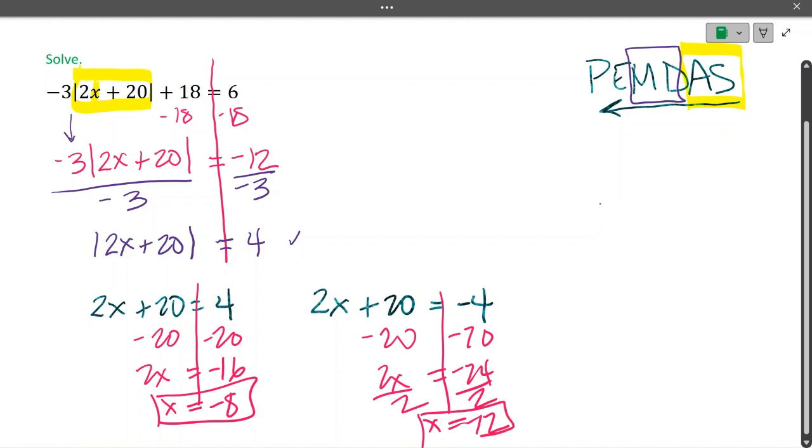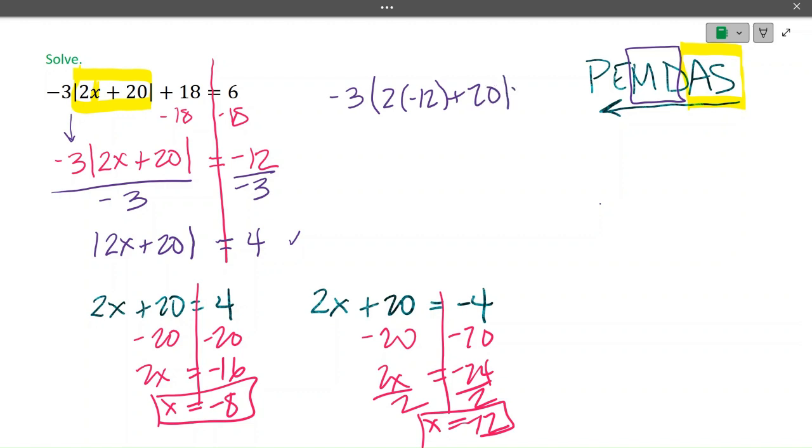So when I come back up here, I'm going to check one of my answers just to make sure. I'm going to pick the negative 12 one. You should check both of your answers, but for our purposes, I'm just going to show you how to check your answer. So you're going to see I plugged one of my solutions in here. When I do that, I end up with 2 times negative 12, that's negative 24, plus 20 is negative 4.